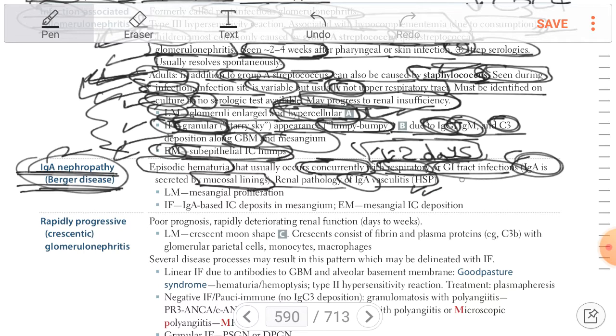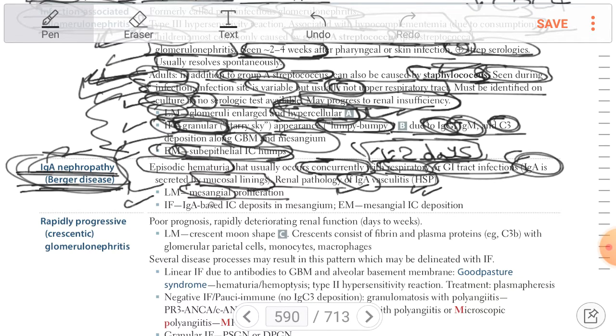And of course, renal pathology of immunoglobulin A vasculitis, HSP, means Henoch-Schönlein purpura. There are petechiae along the buttocks. It's associated with immunoglobulin A nephropathy.